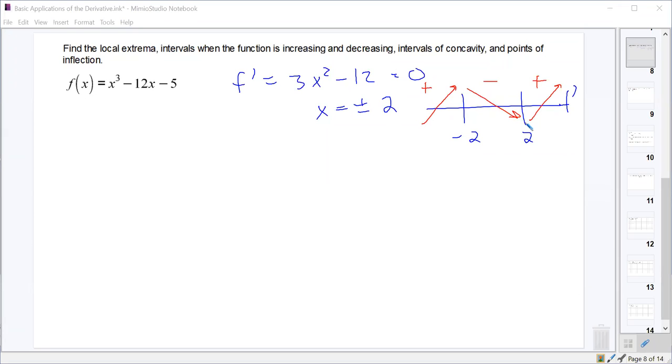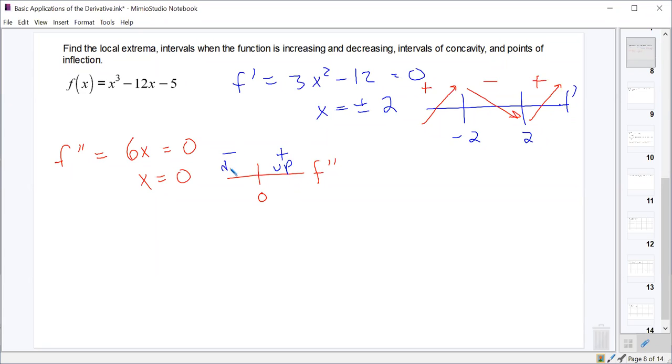Then the next thing we need is a second derivative. So f double prime ought to be 6x, which is never undefined, but is equal to 0 when x is 0. So we'll make a sign chart with the second derivative with 0. When we plug in a positive, we get a positive, concave up. And when we put in a negative, we get a negative, which is making it concave down. That tells us that we do have a point of inflection.